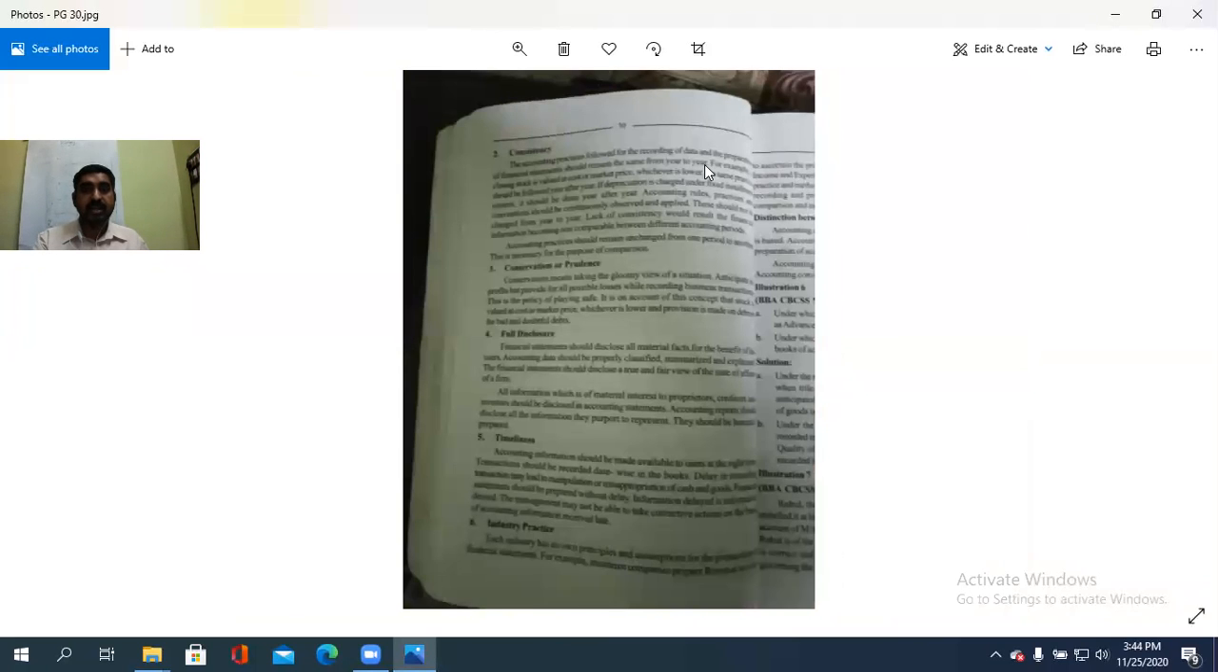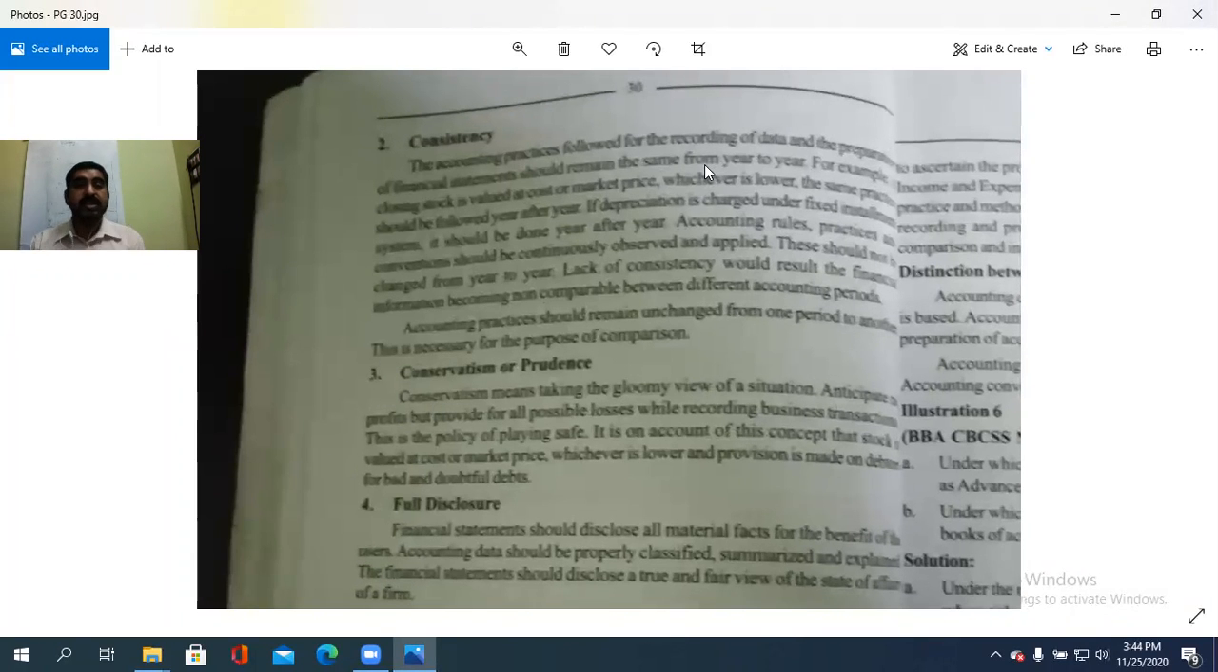Another one is consistency. What is consistency? The accounting practices followed for recording the data and the preparation of the financial statement should remain the same from year to year. It does not change every year; the old procedure remains. For example, in a real account, debit what comes in and credit what goes out. A new method of debit what goes out does not come in there, because that is to be practiced from the very beginning, isn't it?